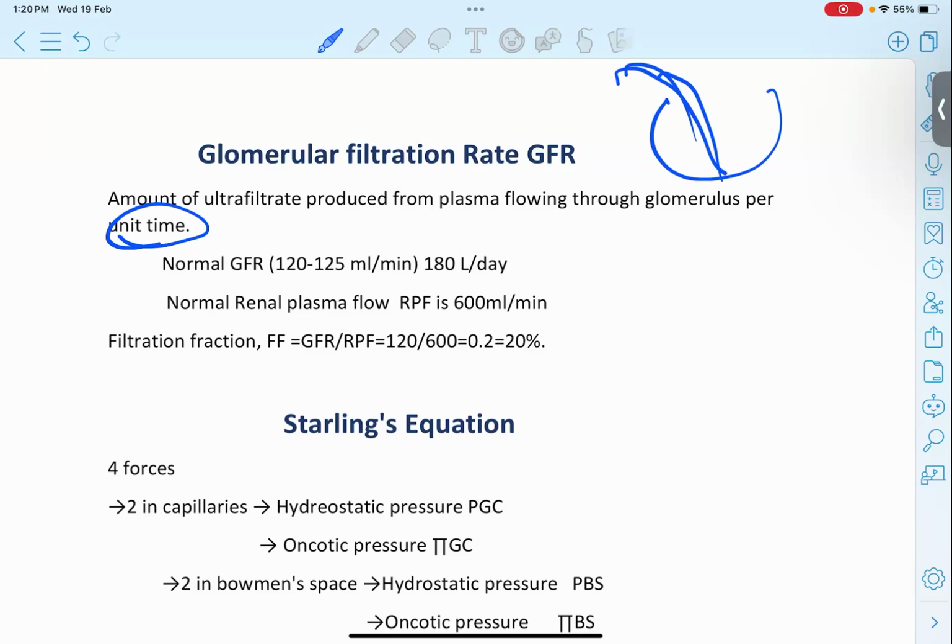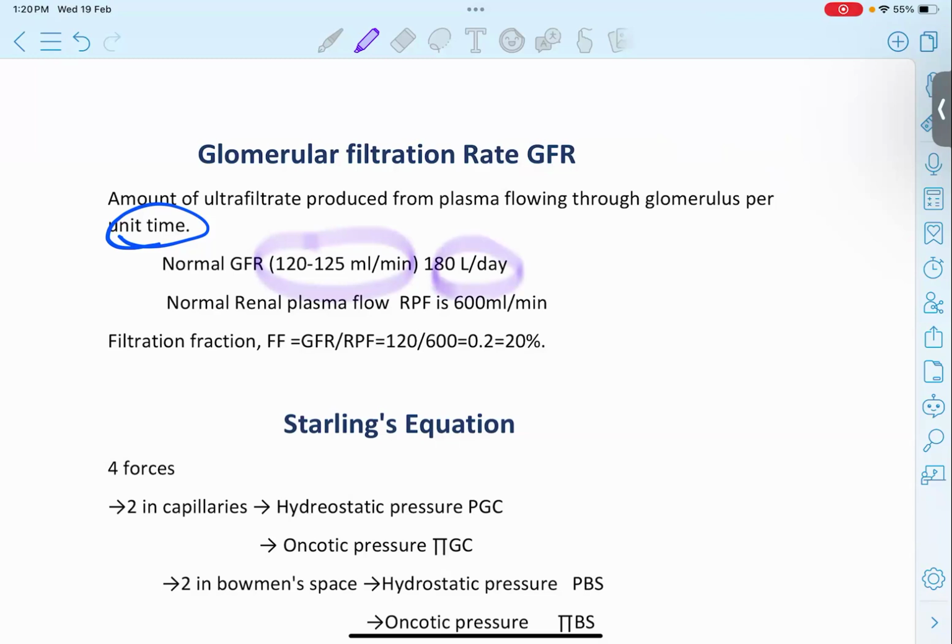The portion of plasma that gets filtered through the Bowman's capsule. The amount of ultrafiltrate that flows through the glomerulus per unit time is called GFR. So normal GFR value we need to know. Normal GFR is a recall. So normal GFR is 120 to 125 ml per minute or 180 liter per day.